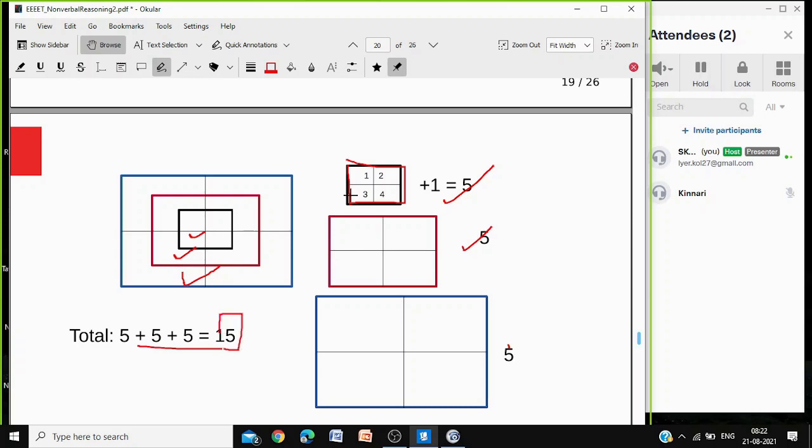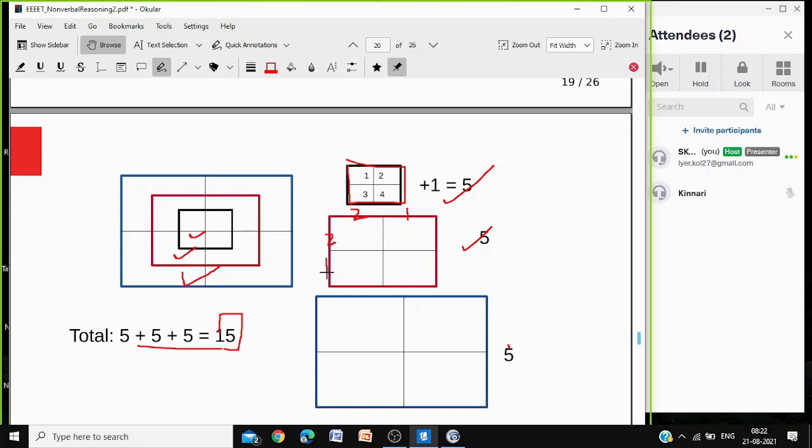You will get 5 squares. When a square is divided into 4 parts, you actually get 5 squares: 4 smaller squares and the outside one. Or you can do it like this also. You number it in the previous way, 2, 1 and 2, 1. That way also you can do it.